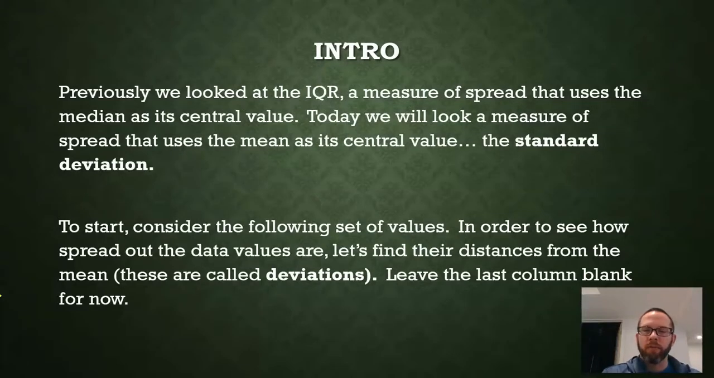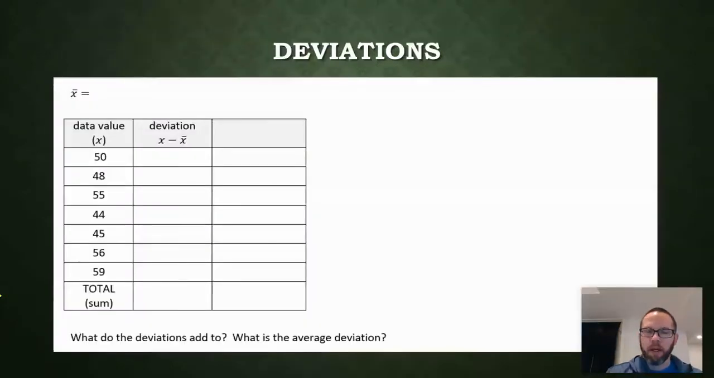To start, I've given you a set of values, and we're going to investigate how spread out the data values are by finding how far each value is from the mean. These distances or differences are called deviations. A deviation can be positive if a value is above the mean, negative if it's below, or zero if it's right on the mean. So let's look into this.